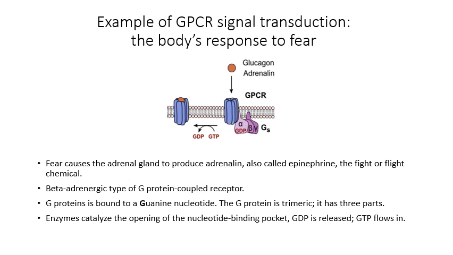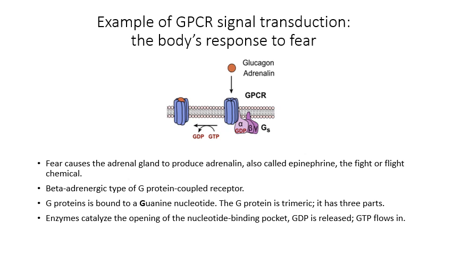As an example of G protein coupled receptor signal transduction, we're going to use the body's response to fear. And we've already said that one of those signals is epinephrine. Epinephrine is also called adrenaline. Fear causes the adrenal glands to produce adrenaline, and this is the fight or flight chemical and that response that we feel when we're suddenly frightened.